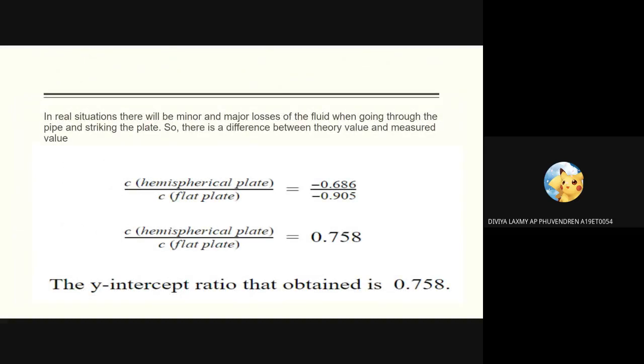As for the y-intercept ratio for the measured force, we can get it from the graph of log measured force versus log volume, where the y-intercept for the hemispherical plate is -0.686, while for the flat plate it is -0.905. So the ratio obtained is 0.758. In a real situation, there will be minor and major losses of the fluid when going through the pipe and striking the plate. So there is a difference between the theoretical value and the measured value.